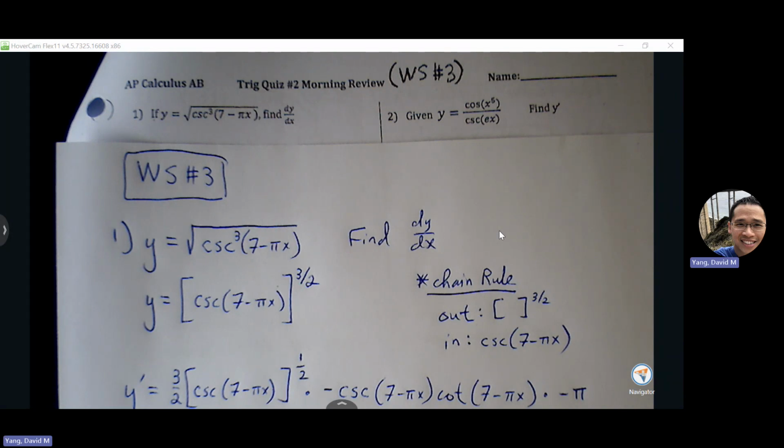Okay, worksheet from the packet. Did we get through number one? Yes. Yeah, through number one. All right, so let's start number two.